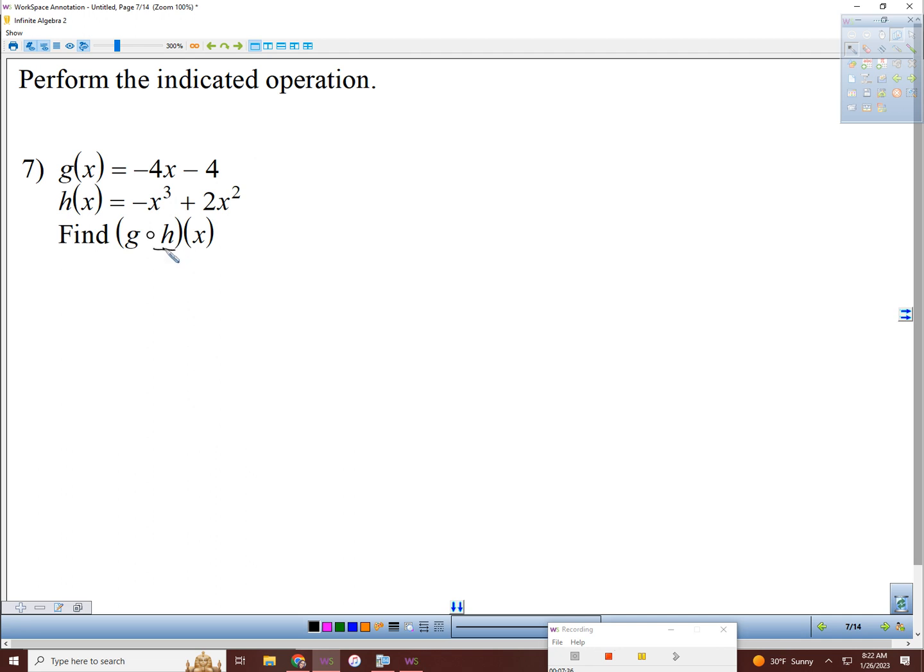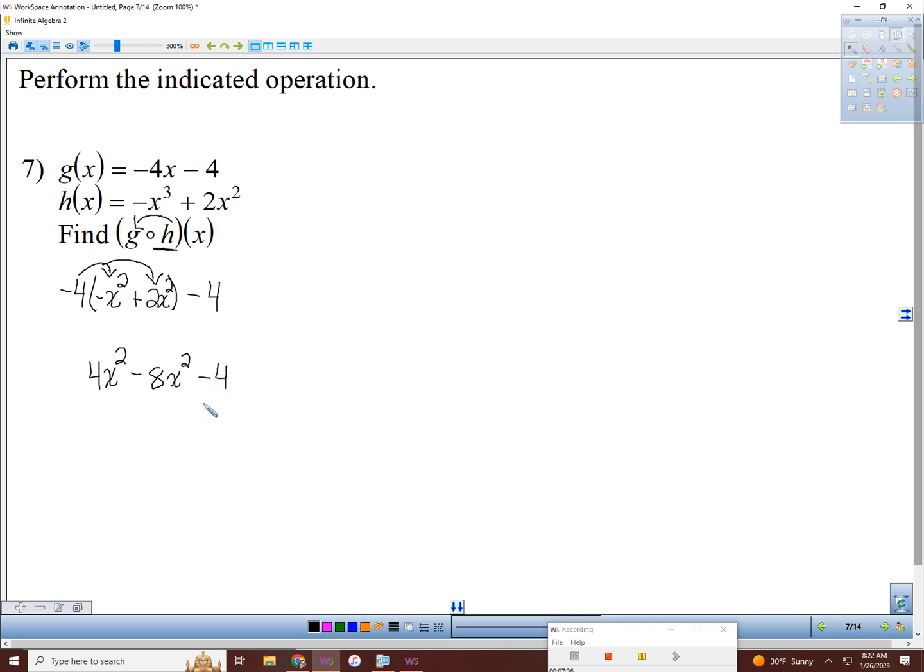Number 7, same thing. We're plugging h into g. Now, if you look at x and the g, there is something being multiplied, so we do need parentheses. So negative 4 times. We're going to be plugging h in there, minus 4. So I plug h, which is negative x cubed, plus 2x squared in. And then I simplify. Negative 4 times negative x squared is positive 4x squared. Negative 4 times 2x squared is negative 8x squared. And then back here we have that minus 4.